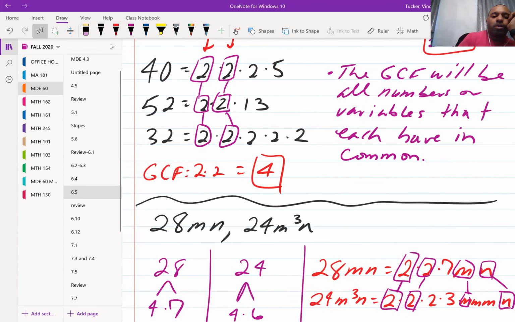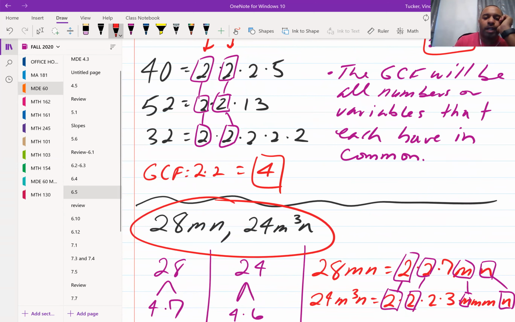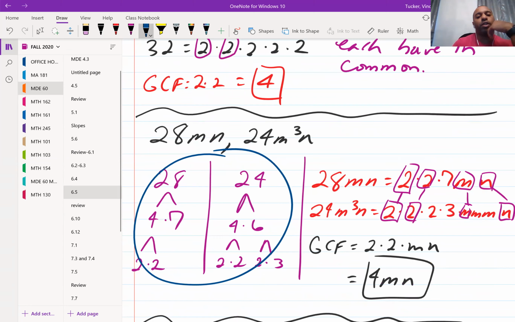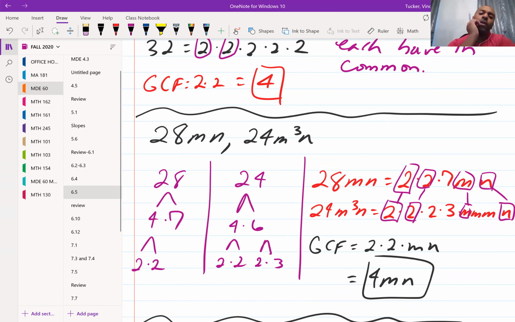All right. So this time we're looking at 28mn, 24m cubed n. So I took the 28 and 24 and broke them up to prime numbers like I did the last three numbers. 28 is 4 times 7. Then 4 is 2 times 2. 24 I did 4 times 6. And broke up the 4, 2 times 2, 6, 2 times 3.